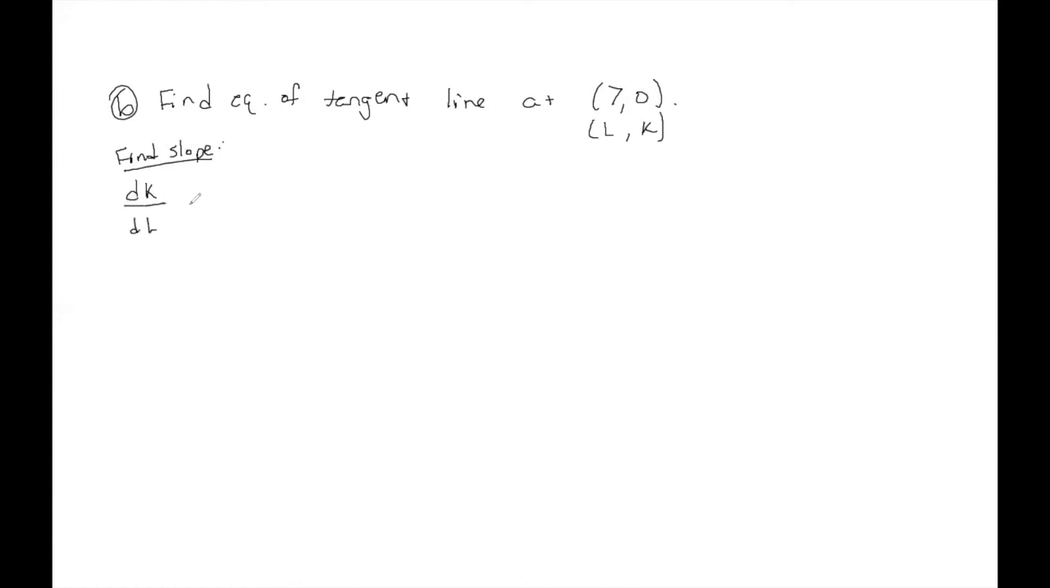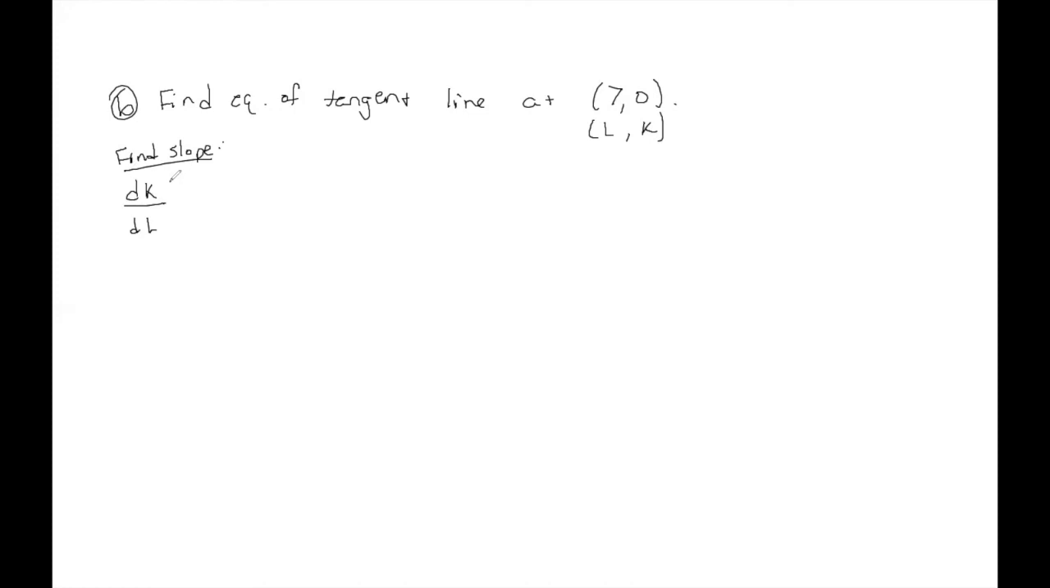Okay, so now all that's left to do is part B, which is just, I'll remind you, find the equation of the tangent line at the point 7, 0. Okay, so remember that L is sort of acting as our X here, and K is acting as our output, our Y. So I need to find the slope first, right? I need to find the slope of the tangent line at that point.